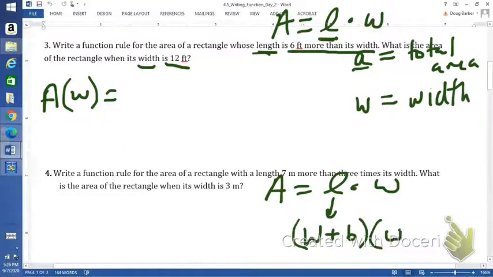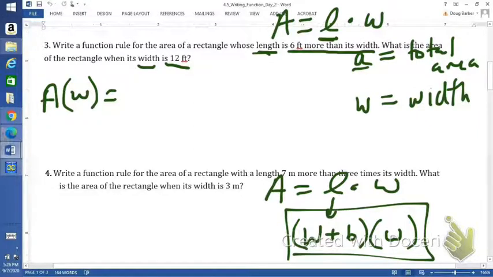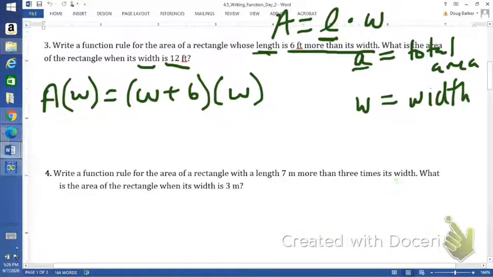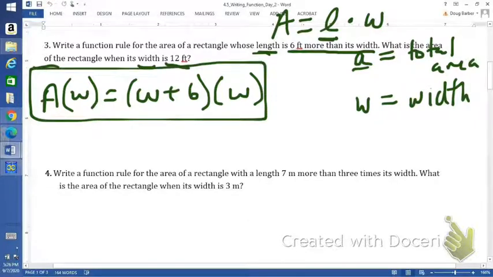And then the width is just W. So I'm going to take this and write it up as a part of my rule. So W plus 6, that's my length there, times W. Okay, so I wrote my function rule. I'm going to box that in because that's an answer.